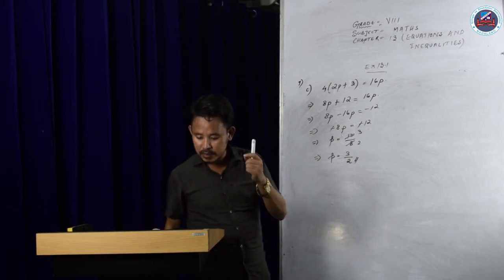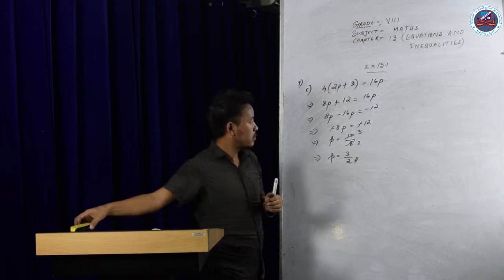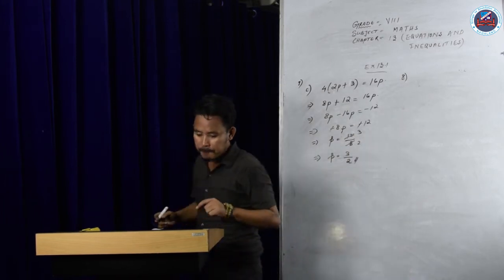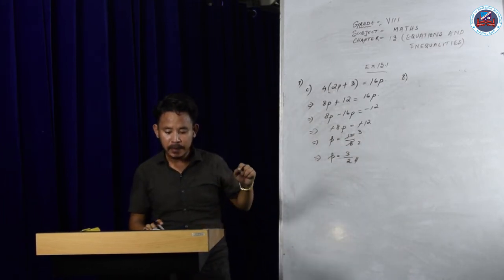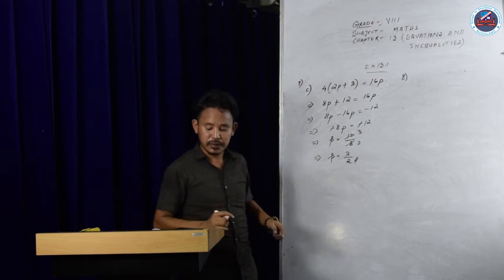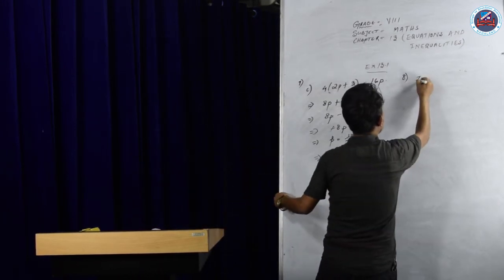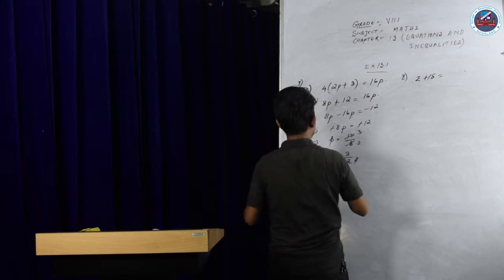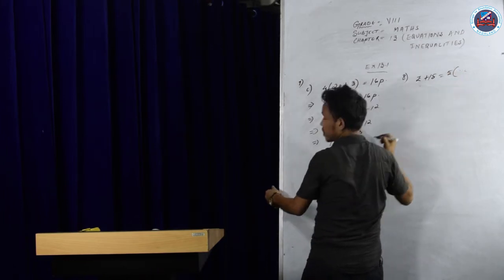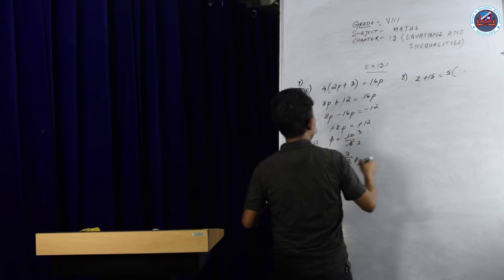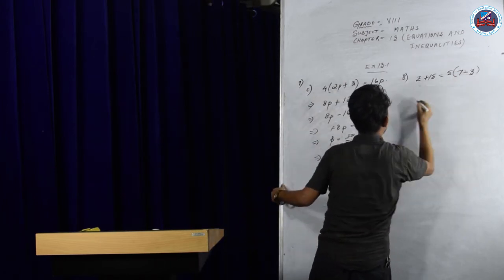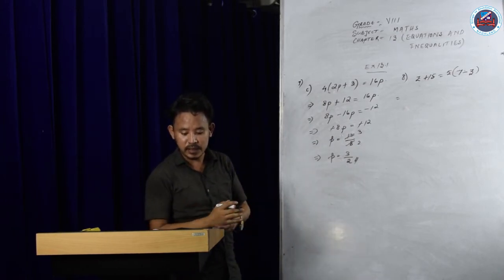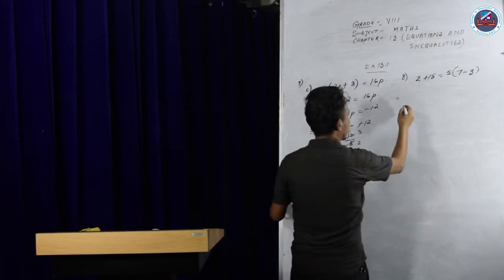Even for question number 8, I'll do one sum. For question number 8, let me do C for you. Z plus 15 equals 5 bracket 7 minus Z. Okay, this question number 8, what does it say? It says solve these equations, give the answers as fractions. Let's do the same way.